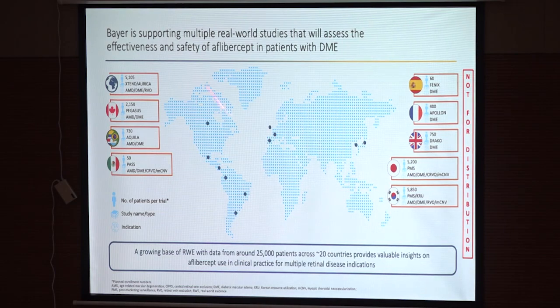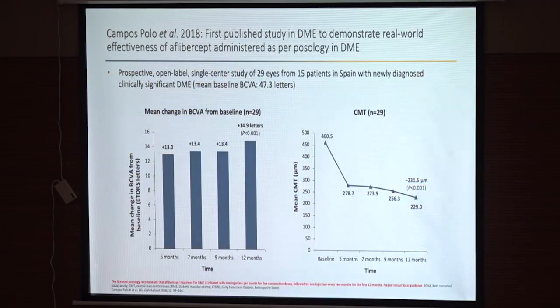Multiple studies have been done across the world. One of these studies, from 2018 by Campospolo, also found that aflibercept is working better. This was a small study, 29 eyes from 15 patients, again in diabetic macular edema patients. This was the first published study for the use of Eylea in DME. They found that vision improvement is there and macular edema reduction is there. But this was the first study.